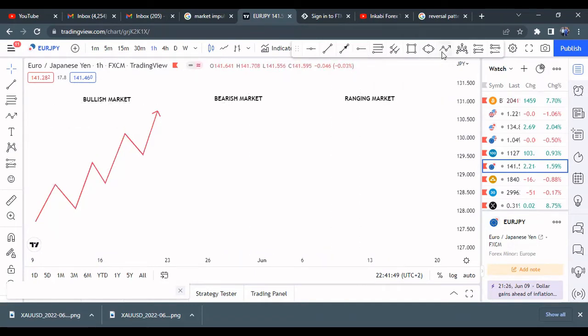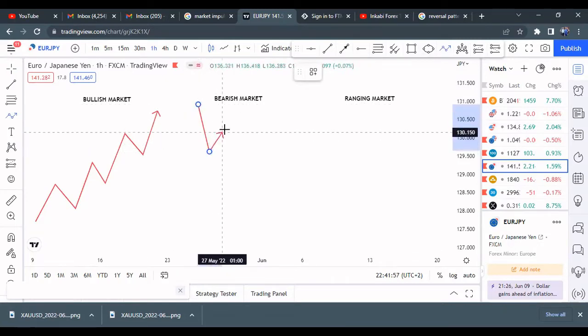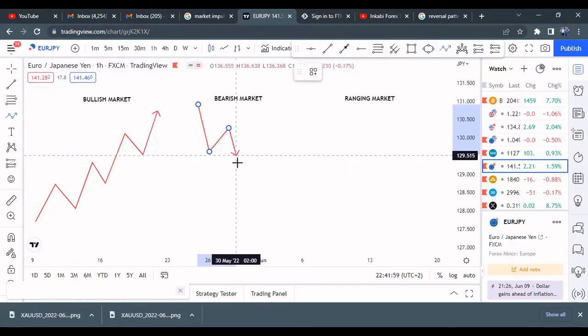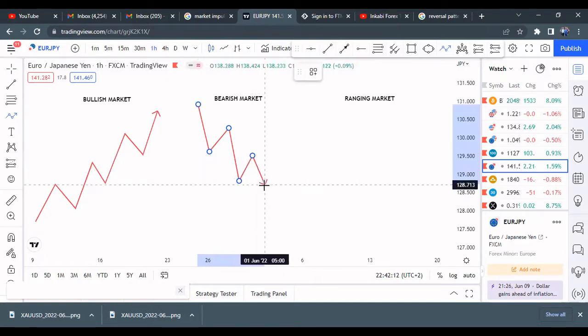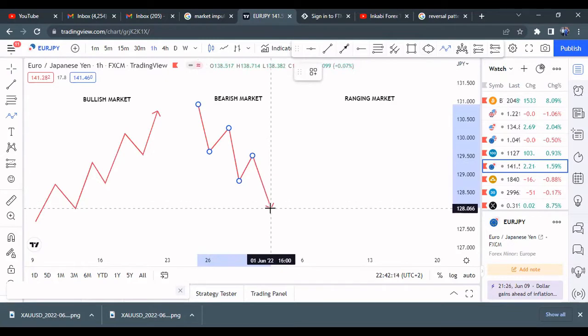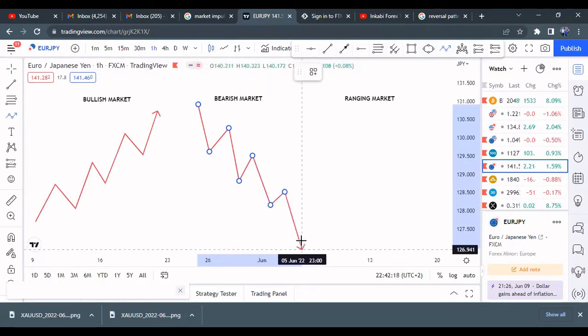All right, and then we have a bearish market. In a bearish market, prices trend downward. The price goes to the downside, and then you see the moves against the trend. It must not break the high or low; it depends on the direction you have taken. So that's how it happens.